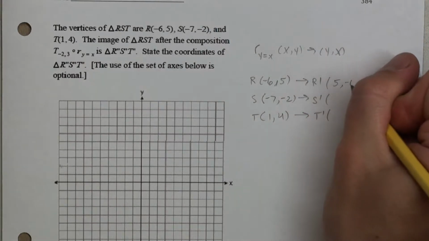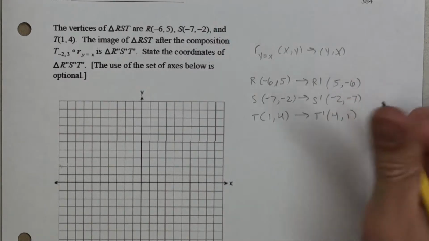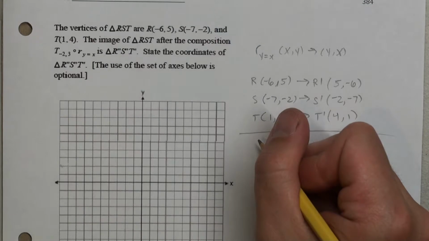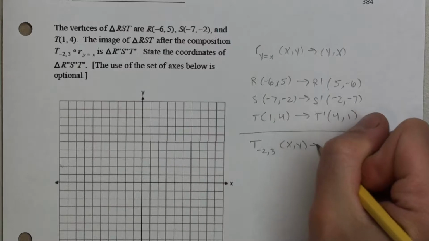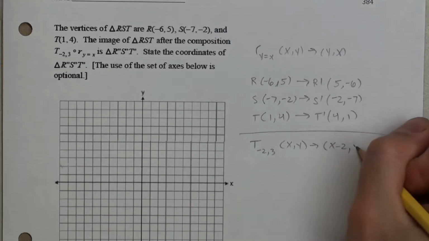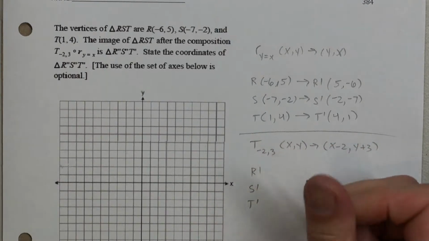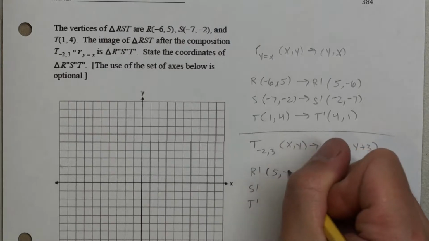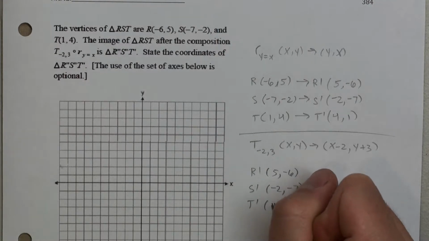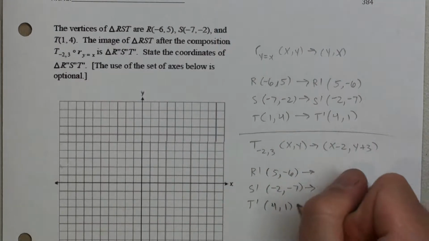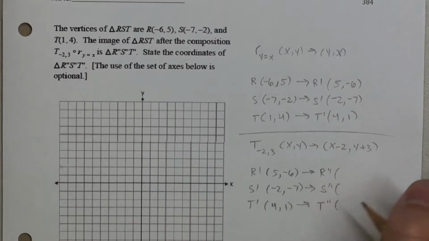Okay, so we have (5, -6), (-2, -7), (4, 1). Then we do a translation of (-2, 3) on xy, which makes it x minus 2, y plus 3. So we're going to take our prime points and translate them according to this rule to get our double prime points.